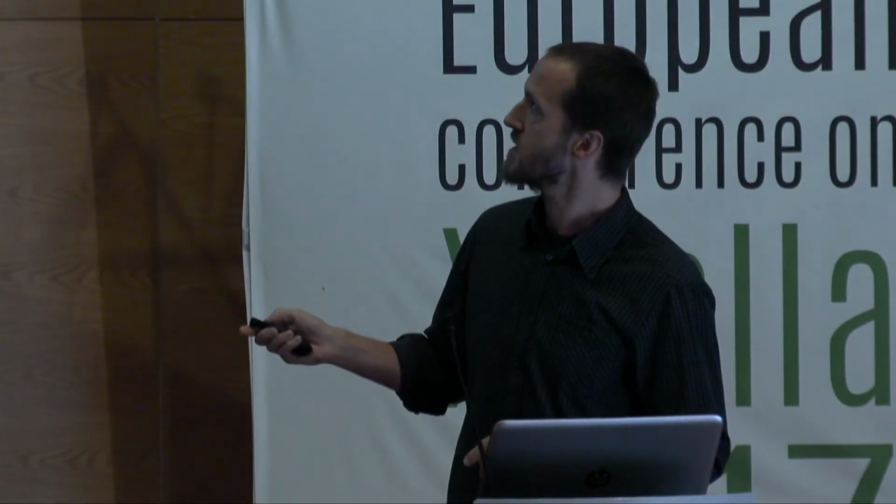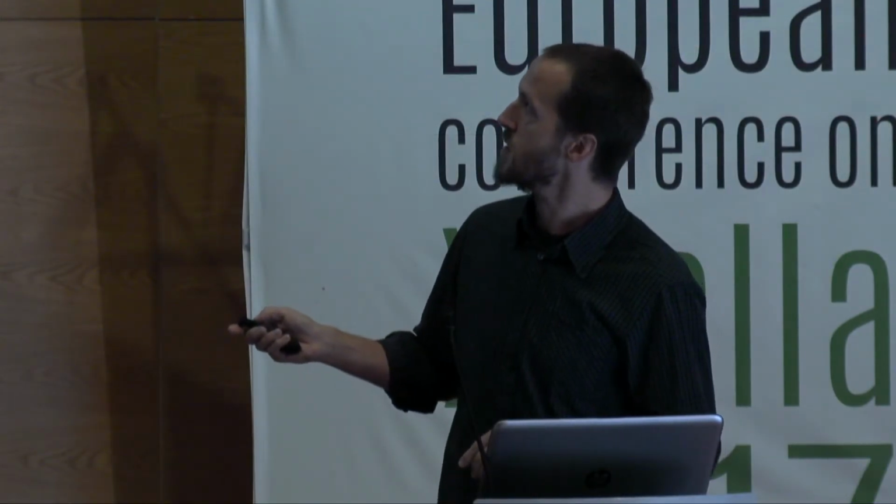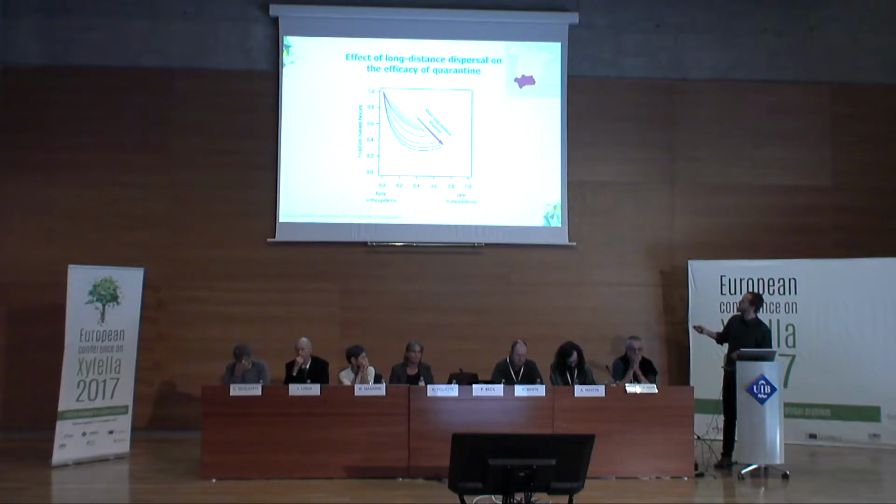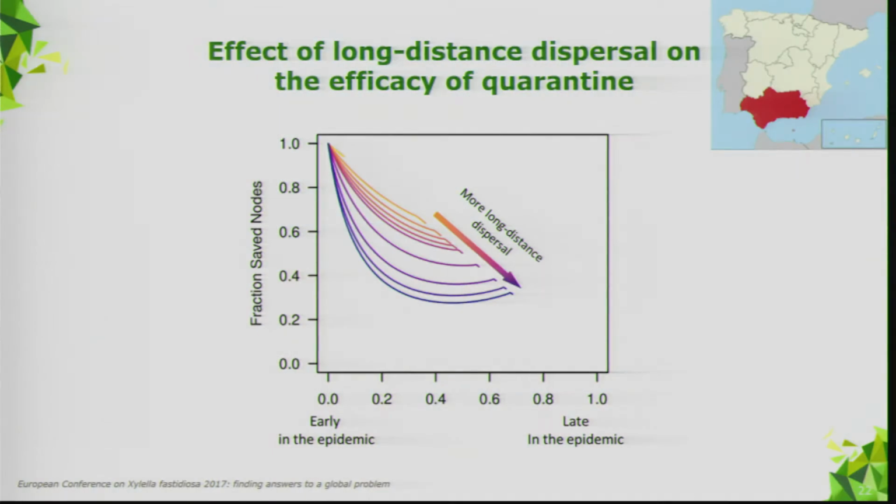So here, this captures it all in a sense. Here we have the epidemic starting, where all your nodes are still safe, and this is much later in the epidemic. The different colors here represent scenarios and networks with more or less long-distance dispersal. An early model without much long-distance dispersal in this setting actually dies out, which we know is not the case for Xylella. As you increase the long-distance dispersal, the efficacy of well-implemented quarantine drops really dramatically.